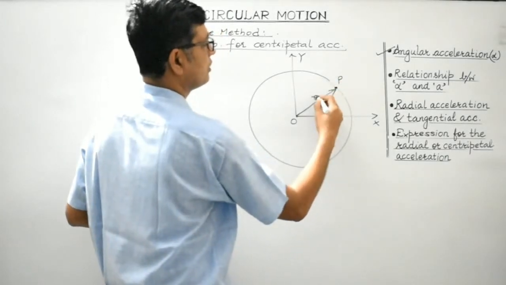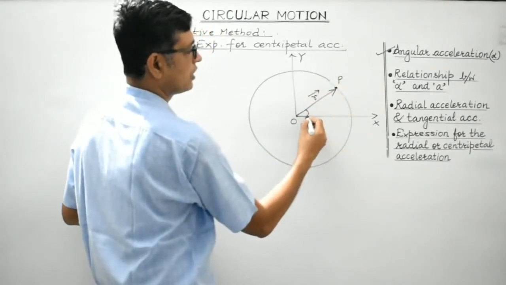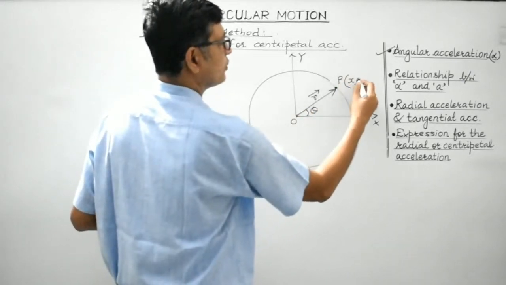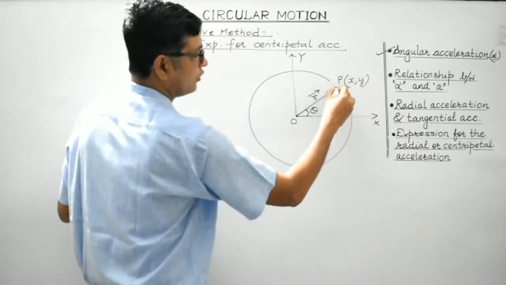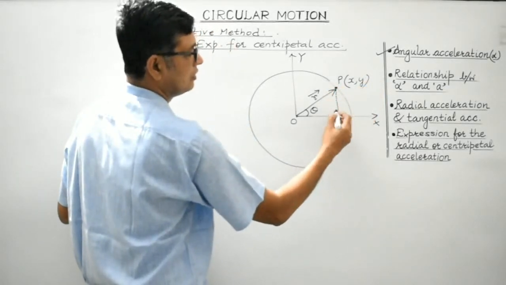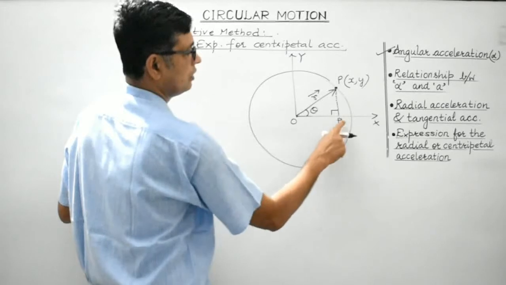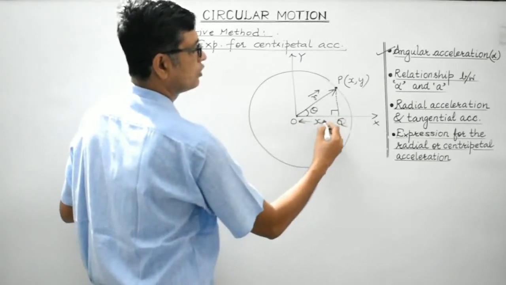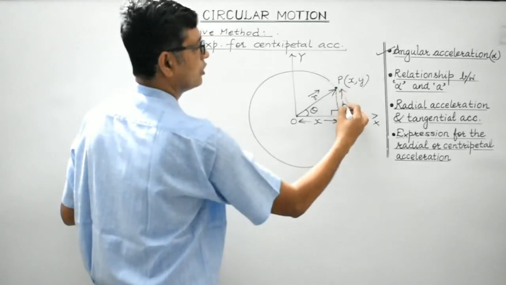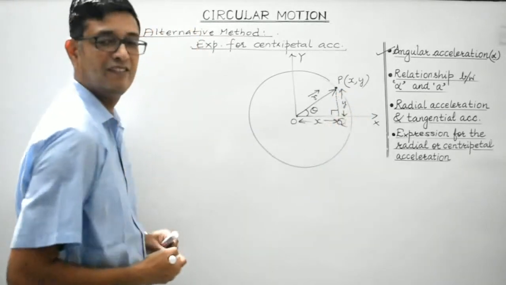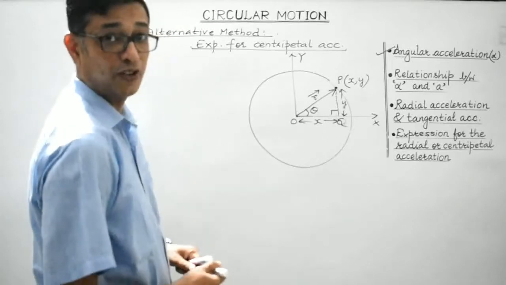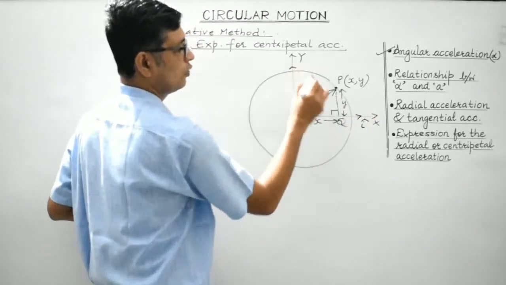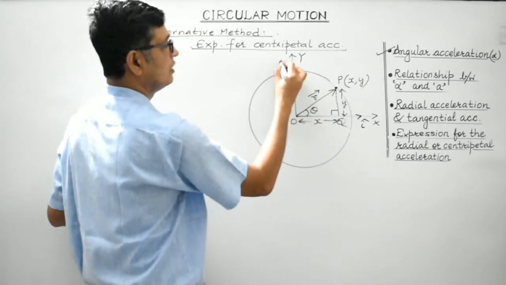This is the position vector. Let us consider this position vector makes an angle theta with the x-axis. Let its coordinates be x and y. If you drop a perpendicular from here, suppose this is Q. So OQ, let us consider it to be x, and PQ will be equal to y.